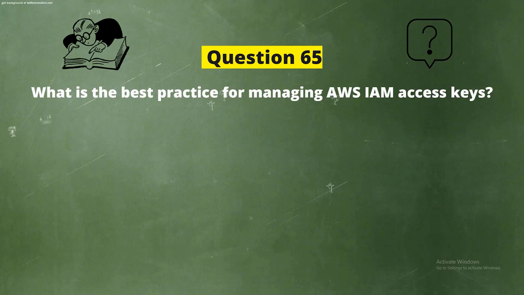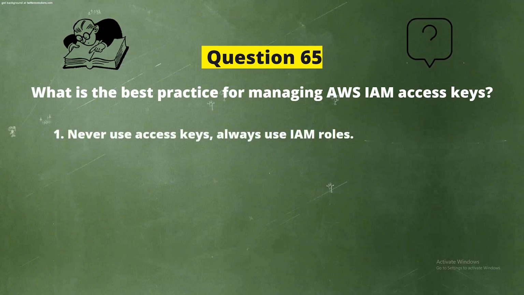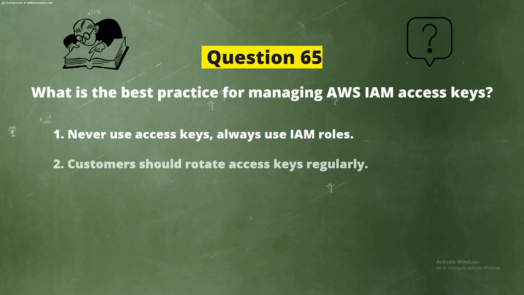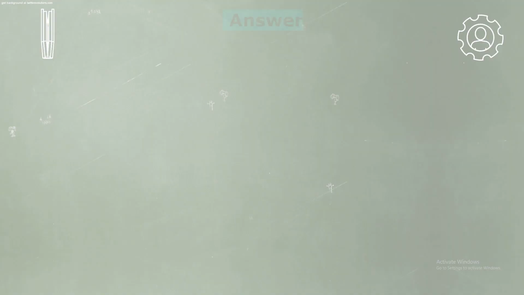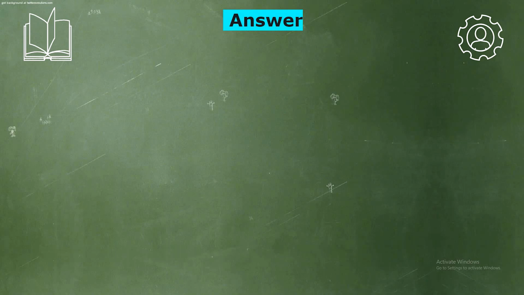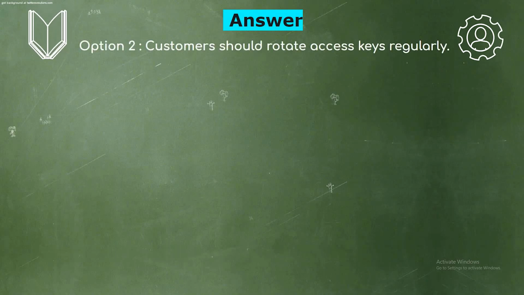And the options are: Option 1. Never use access keys, always use IAM roles. Option 2. Customers should rotate access keys regularly. Option 3. There is no need to manage access keys. Option 4. AWS rotate access keys on a schedule. And the correct answer is Option 2. Customers should rotate access keys regularly.